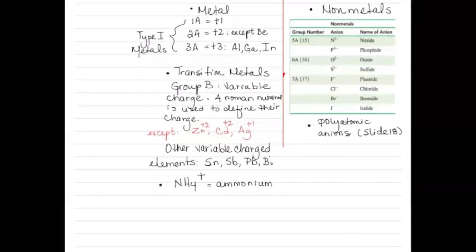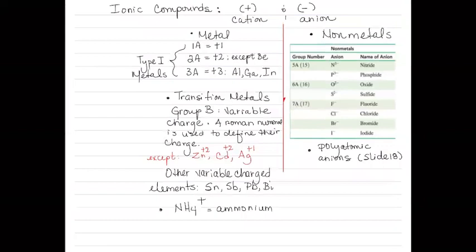And when we have an ionic compound, it's always that. We're going to have a flavor of cation and a flavor of anion. It could be any of the combos here. So you can do metal, non-metal. You could do metal with polyatomic anion. You can do a transition metal variable charge with a non-metal. So you always need in an ionic compound a plus and a minus. Questions on ionic compounds?